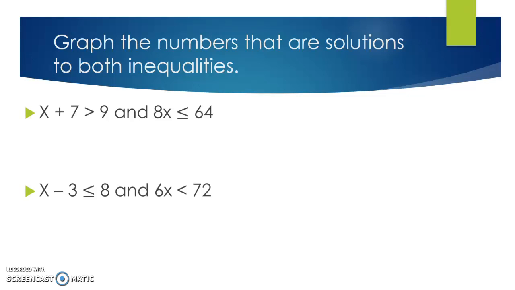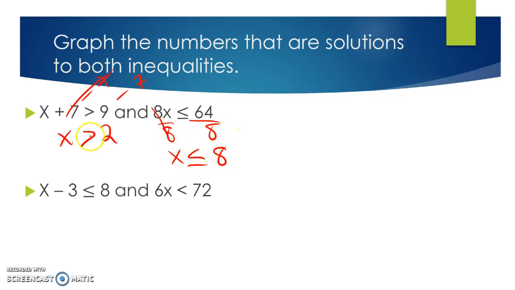Okay, so for these ones, we've got a couple of solutions that we've got to solve, and then we've got to graph them. Okay, so just go step by step, and then it shouldn't be too big of a deal. So just like equations, we're going to take -7 here, -7 here. You get x is greater than 2. That's our first one. And we take divided by 8 here, divided by 8 here. We get x is less than or equal to 8.